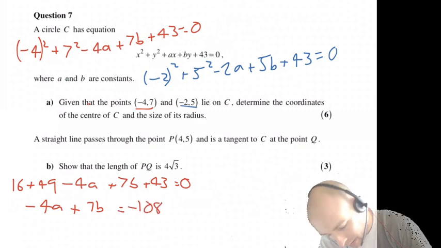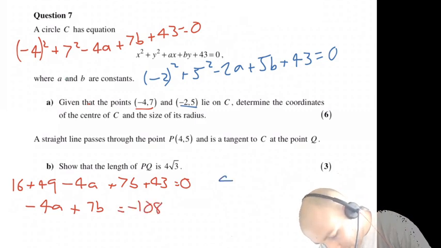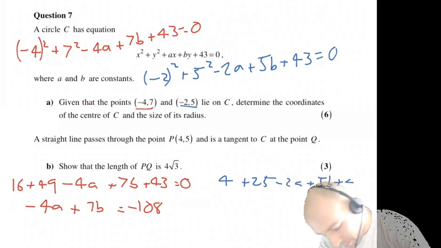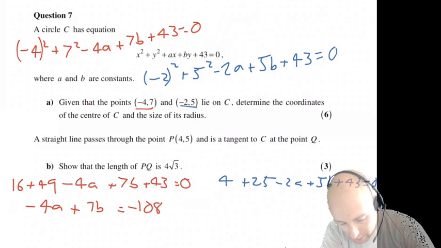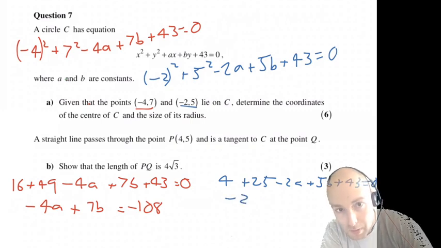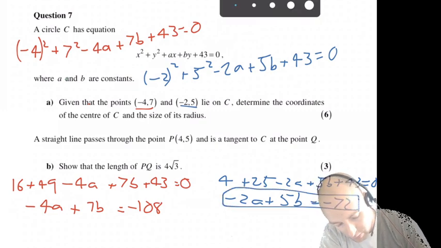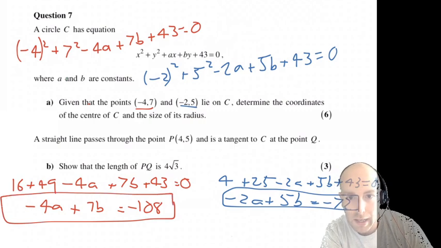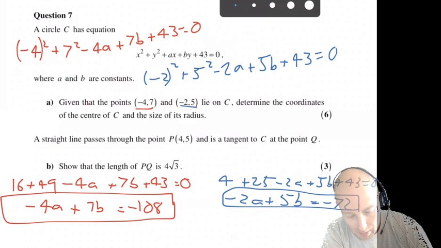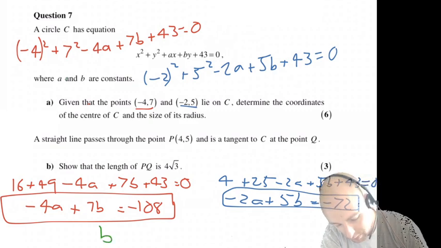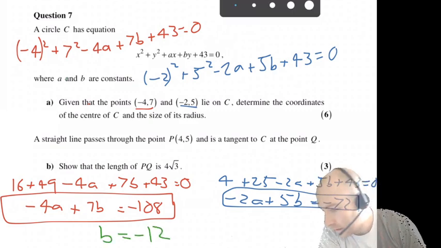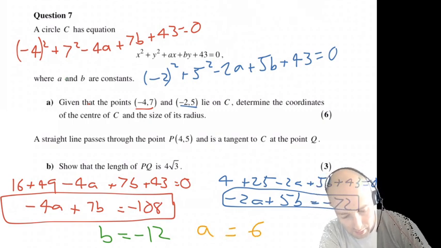In blue, we're going to get 4 plus 25 minus 2a plus 5b plus 43 is 0. Simplify that to get minus 2a plus 5b is minus 72. Solve those, like I said, times the blue one by 2, add them together, and we're going to cancel out everything to get b is minus 12. Sub that back in to get a is 6. Banging. Cool.